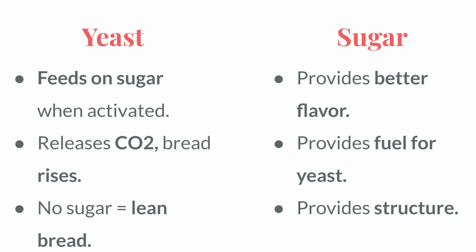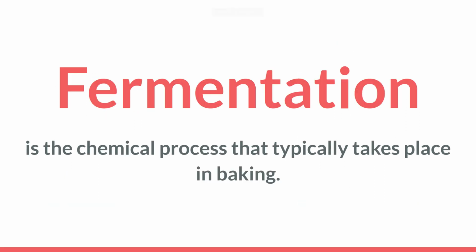To start, some characteristics of yeast are that it feeds on sugar when it's activated, it releases CO2 and the bread rises, and if there's no sugar involved, then it makes lean bread. Sugar, on the other hand, provides a better flavor for the bread, provides the fuel for the yeast, and it provides structure so that the bread doesn't crumble apart. Fermentation is the chemical process that typically takes place in baking.